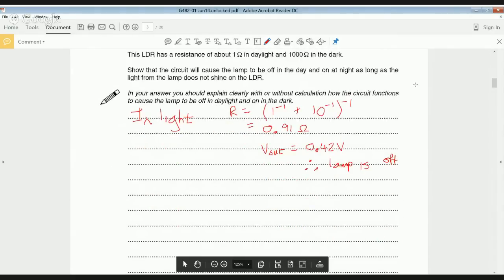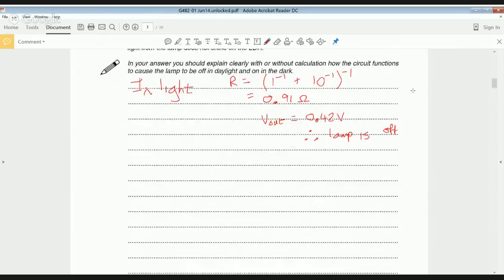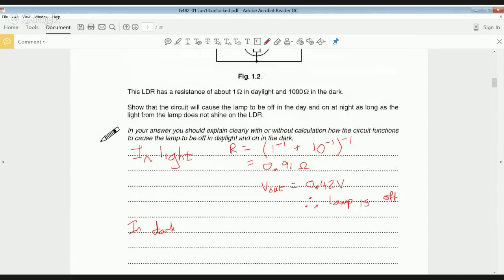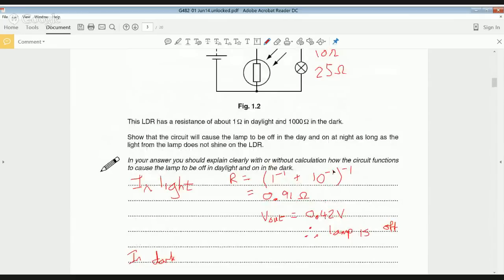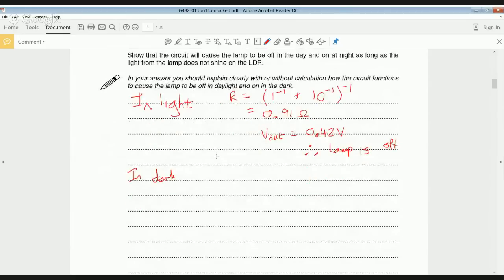Now we can do a similar exercise in the dark. Again, calculating the combined resistance, and this time using 1,000 ohms as the resistance of the LDR because it's in the dark, and using 25 ohms as the resistance of the lamp because the lamp is now switched on, so it has a higher resistance, and that will produce a resistance of around 24 ohms.